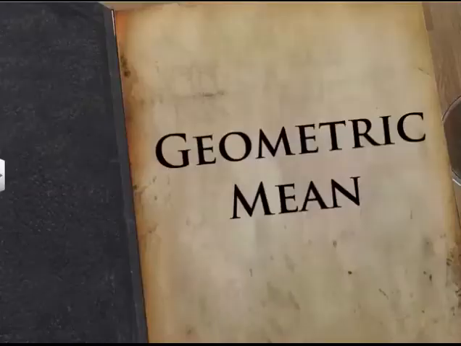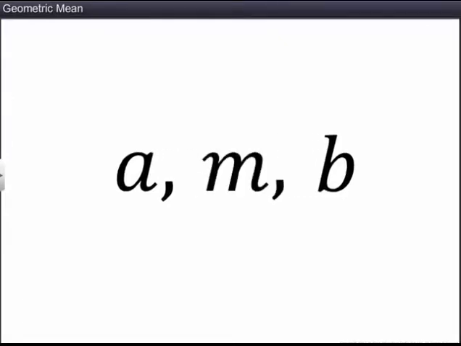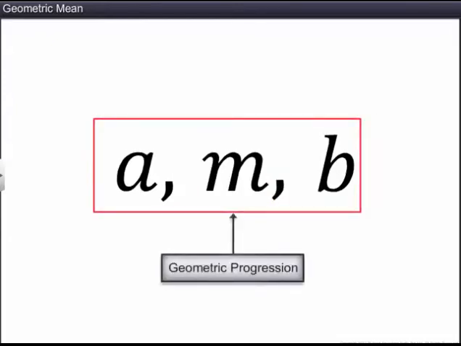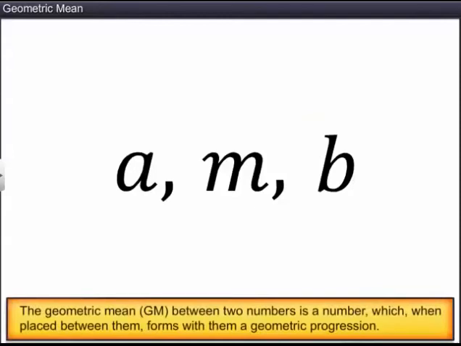In this module, you will learn about geometric mean. Given two numbers a and b, a number m can be found between them, such that a, m, and b form a geometric progression. Such a number m is called the geometric mean between a and b. Mathematically, the geometric mean between two numbers is a number that, when placed between them, forms with them a geometric progression.